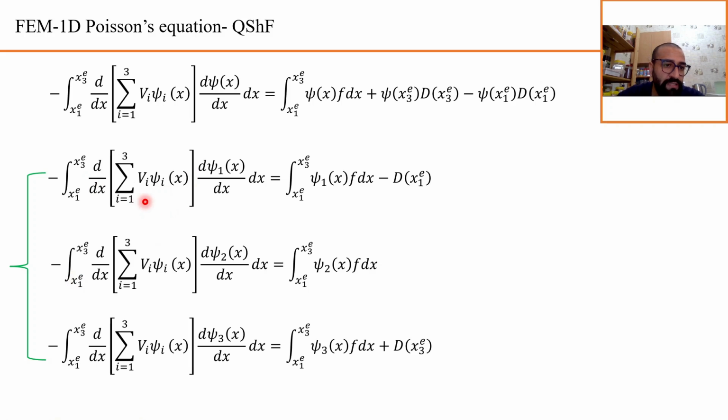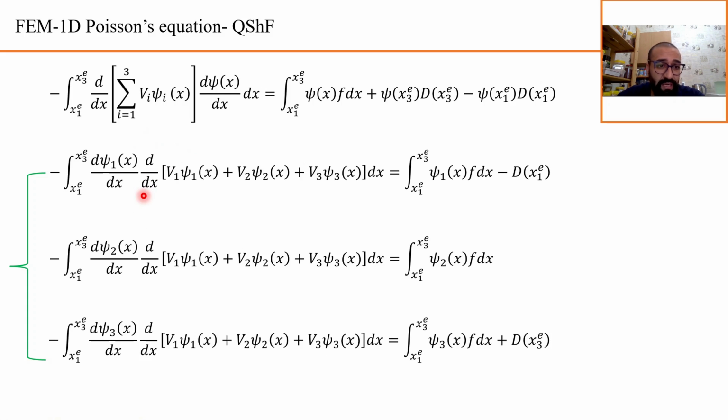Now all we need, let's just expand this sigma, and we will have v1 times psi1 plus v2 times psi2 plus v3 times psi3. And if I use the extended form of this sigma, this will be my system of equations again. And you know that v1, v2, and v3 are constant coefficients, therefore they can come out of the derivative and out of the integral.